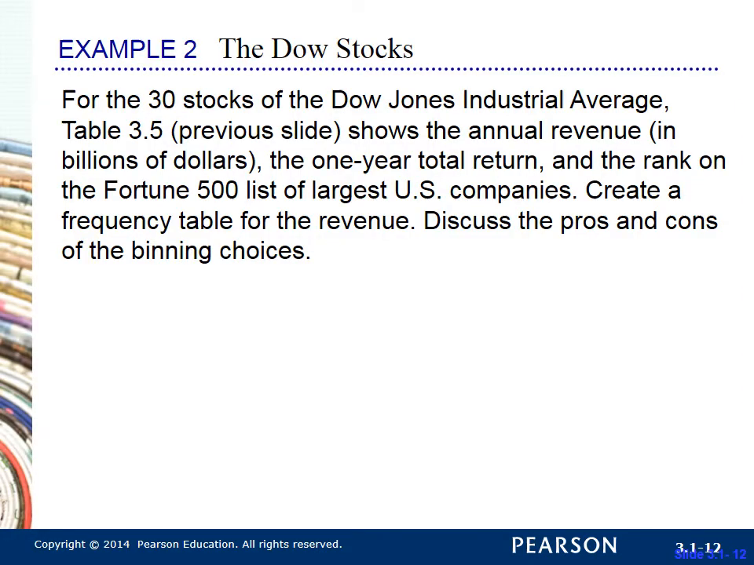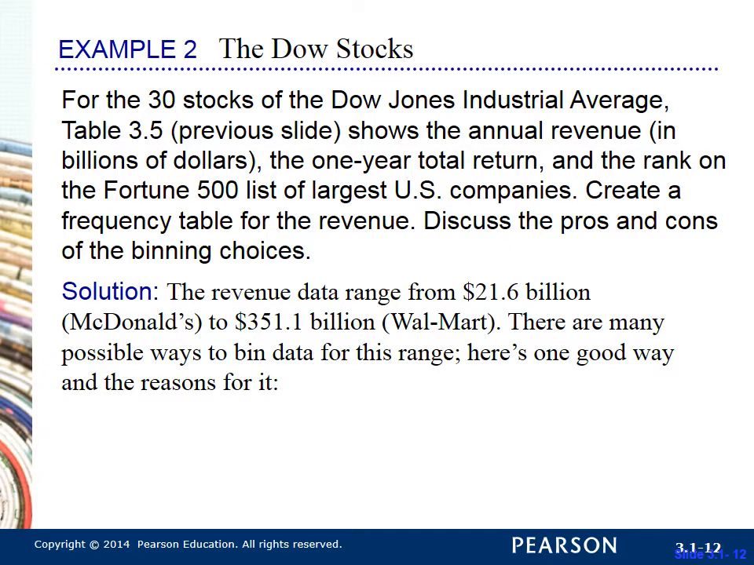So that said, for the 30 stocks on the previous slide, it shows the annual revenue in billions, the 1-year total return, and the rank in the Fortune 500. So I want to create a frequency table and discuss the pros and cons of my binning choices. Alright, so my revenue data range from 21.6 billion to 351.1 billion. Wow, that's a lot of money. There are many ways to bin it.